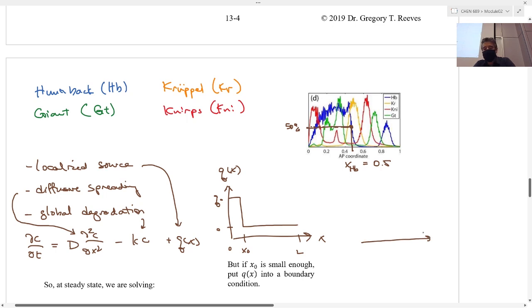Let's not draw arrows. Let's just draw a little box for the embryo. So here's our box for our embryo. We have the anterior pole at x equals 0, posterior pole at x equals L, and we have constant flux. So this anterior boundary is just producing Bicoid, right? So constant flux at x equals 0. And that would be the negative dc/dx evaluated at 0 equals some constant term, capital Q.